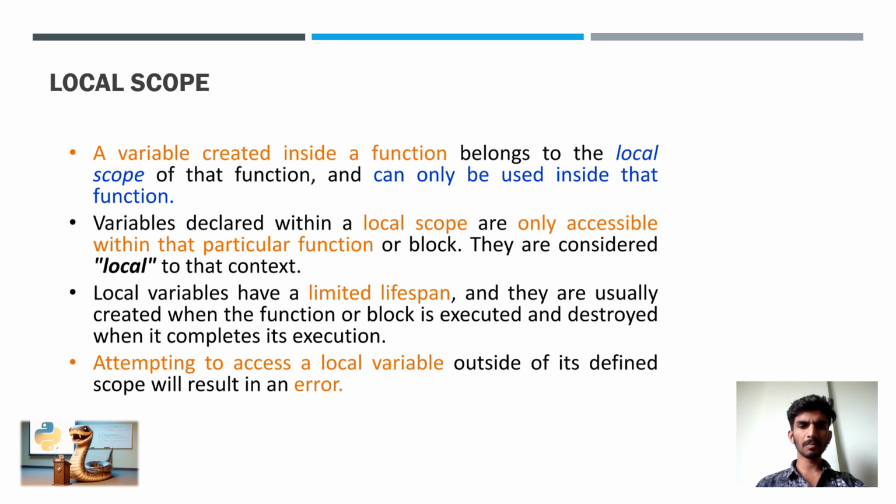Local variables have a limited lifespan. They are usually created when the function or a block is executed and destroyed when it completes its execution. Attempting to access a local variable outside of its defined scope will result in an error because it is defined inside the function or block of code. When we try to access it outside the function, it will return an error.